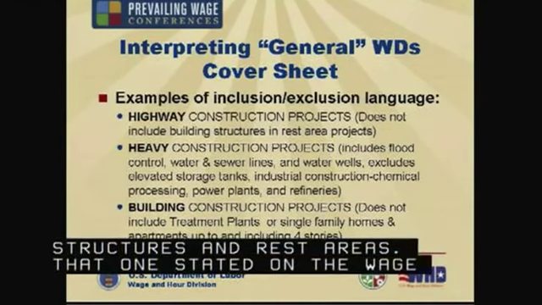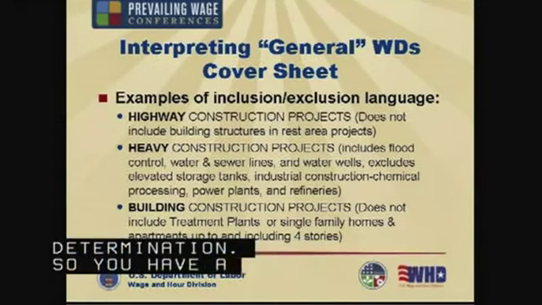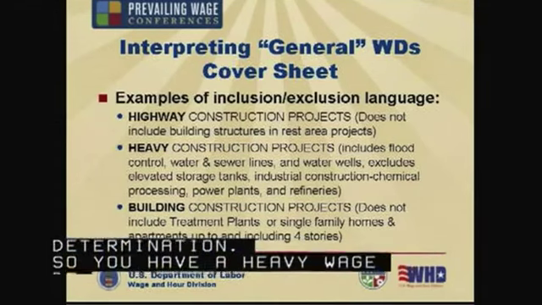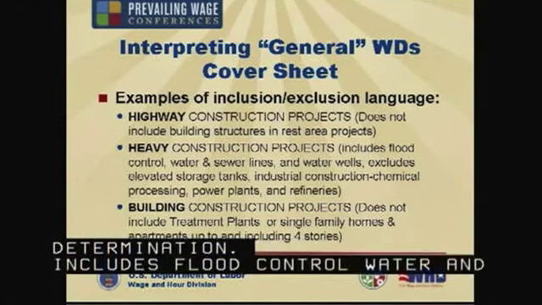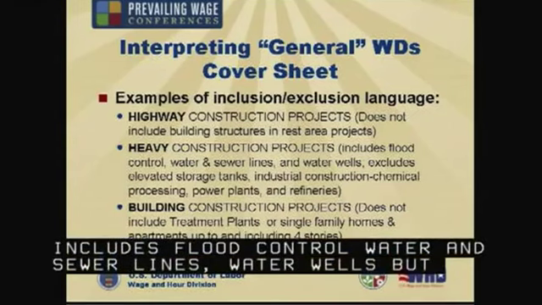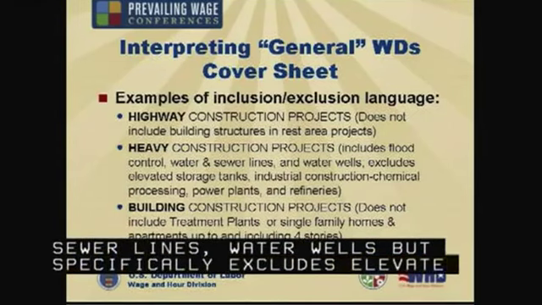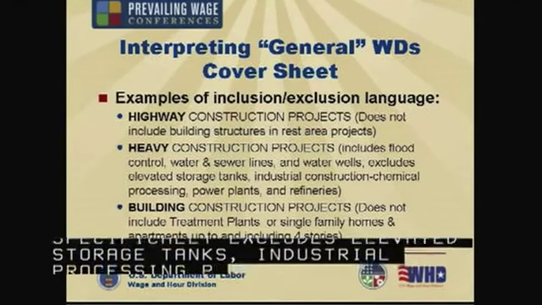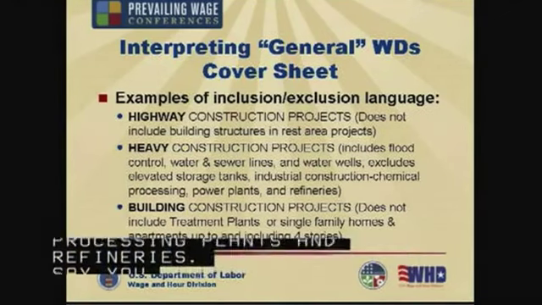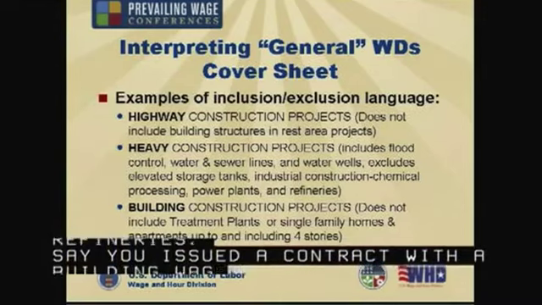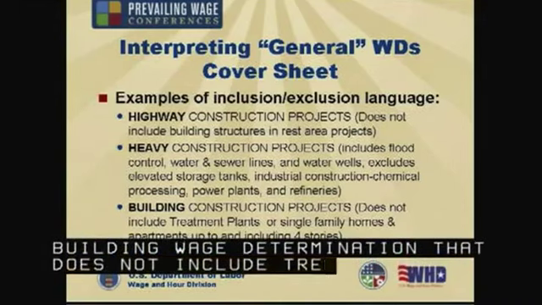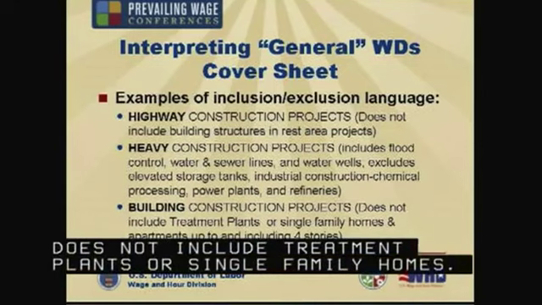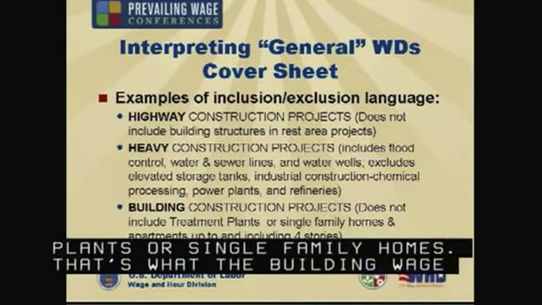Say you have a heavy wage determination. It includes flood control, water and sewer lines, and water wells, but it specifically excludes elevated storage tanks, industrial construction, or chemical processing, power plants and refineries. Say you've issued a contract with a building wage determination on it. That does not include treatment plants or single-family homes. That's what a building wage determination typically excludes.